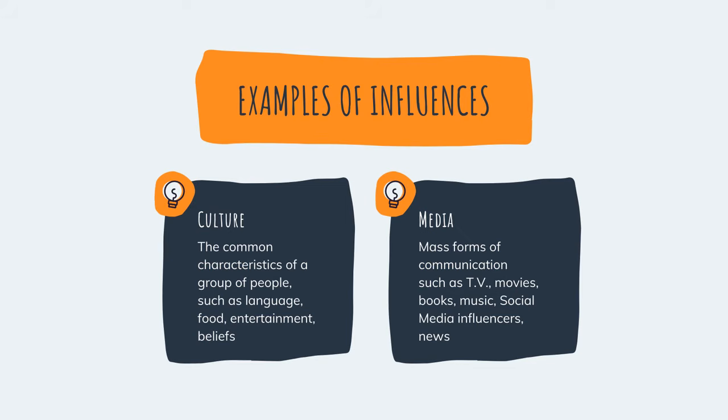And then media. Media refers to the mass forms of communication such as TV, movies, books, music, social media influencers, and news. These are all different elements of the media, and they greatly impact the way you think about life, the things you think about. They influence how we feel about ourselves, how we feel about other people, how we feel in a given moment, and how we act. Those are 5 examples of really important influences that we all experience in our life, and we need to be really critical about analyzing them and making sure that they are influencing us in a positive way.